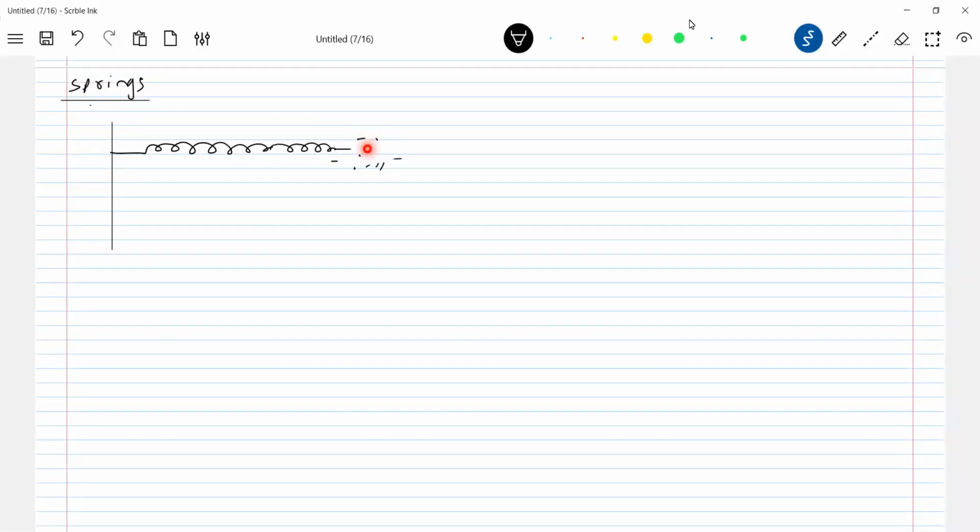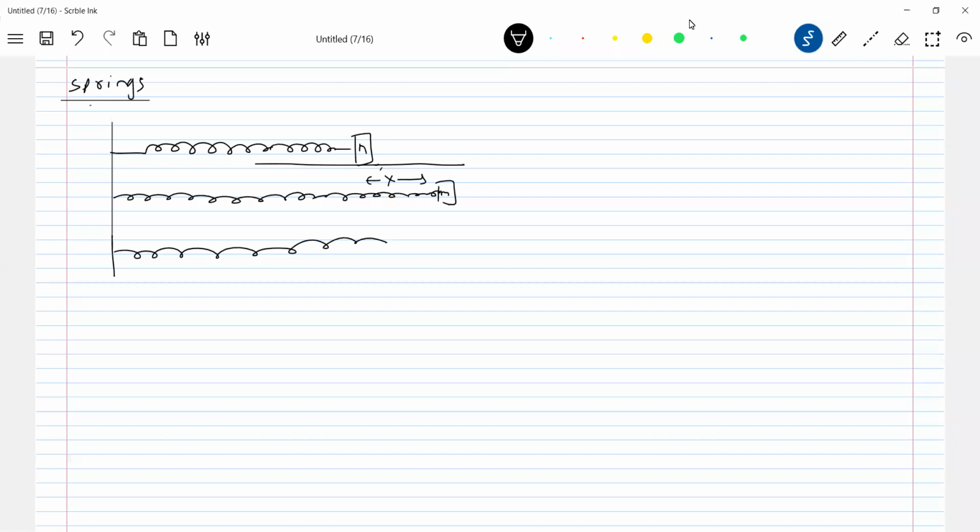Then what I do, an external agent will come and pull that particular block. I'm the external agent. So let's see, I'll displace it. First, I'll displace it by a distance, say x. Then again, I'll give a further displacement of x. This is where the elongation is 0, the natural length.